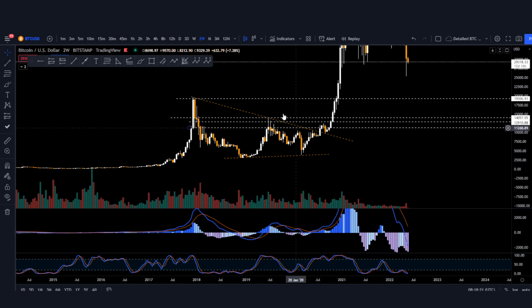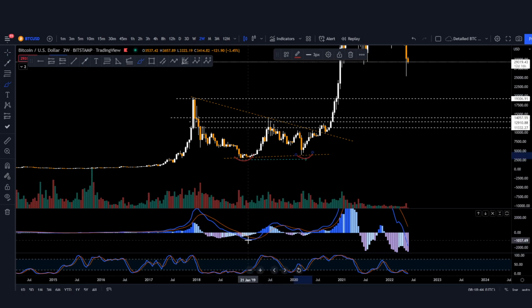So for me, it's basically that I want to look for signs of distribution and accumulation. In this example, what are the signs of accumulation here? Well, you have a pattern forming, obviously. But besides that, what do you see? You see two sort of bottoms here. Even though you have more or less a similar price level on the bottom here, you can see that on the MACD, the momentum of the selling pressure is decreasing, right?